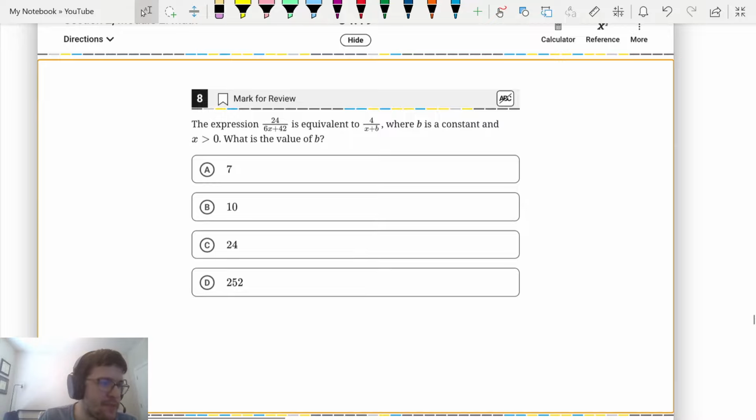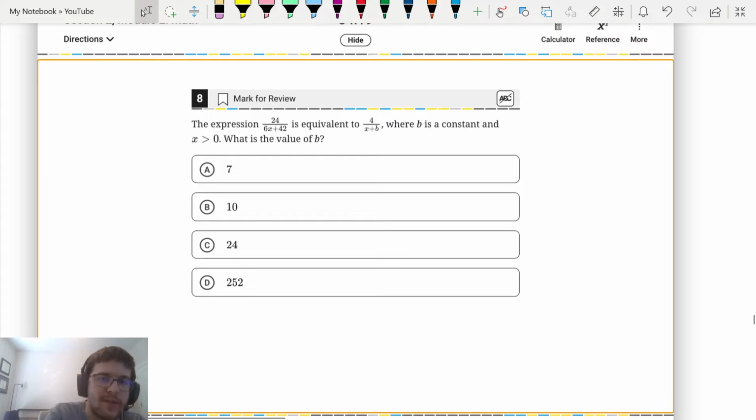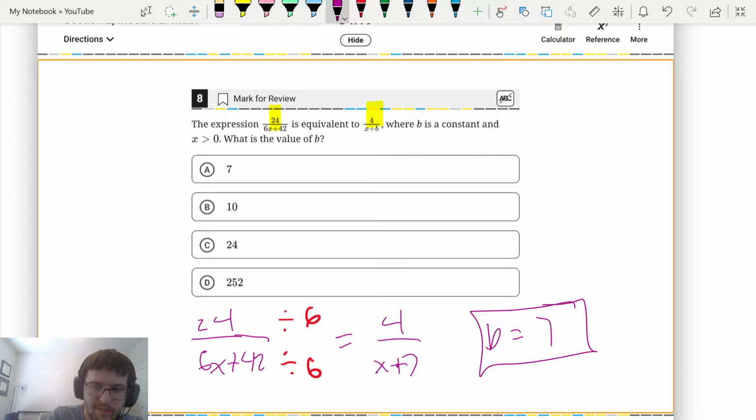All right, this one was on the previous tests. So notice that we went from 24 to 4. So what we're going to do is, to get from 24 to 4, we're going to divide by 6. So we're going to divide the top by 6, and we're going to divide the bottom by 6. And we get 4 over x plus 7. And it's 4 over x plus b, so b is equal to 7. And that's it.